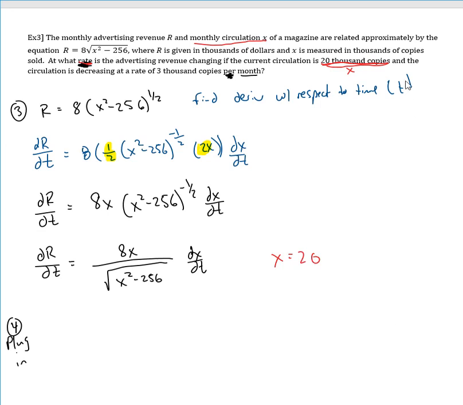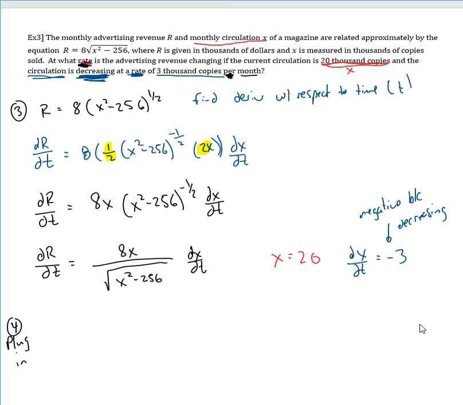And it would be 20, so 20,000, because X is in thousands. So they said X is measured in thousands. So let's just keep it as 20, because it says 20,000. And the circulation is decreasing. So that means it's a negative rate, decreasing at a rate of 3,000 copies per month. So that's dx/dt, which would equal negative 3. And again, 3,000 will do 3. Okay, so it's negative because of the word decreasing.